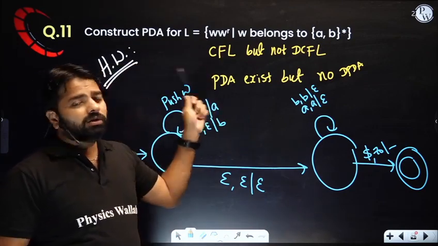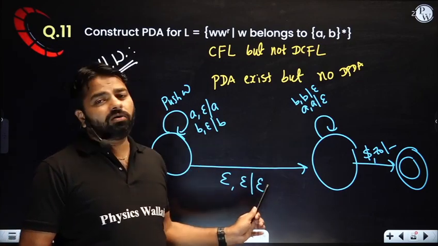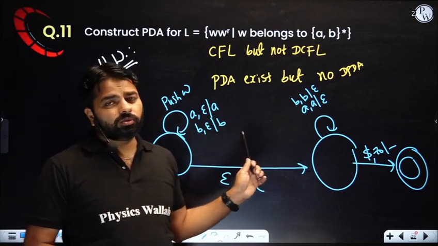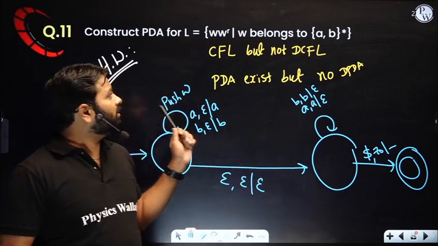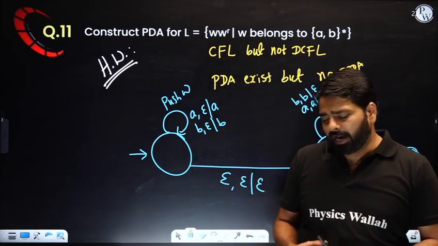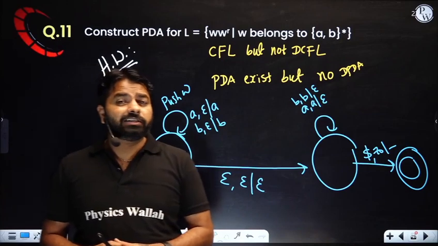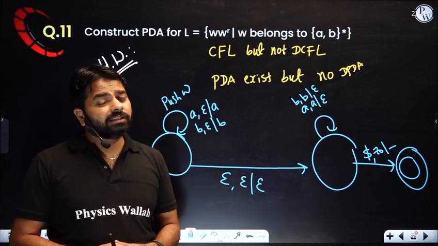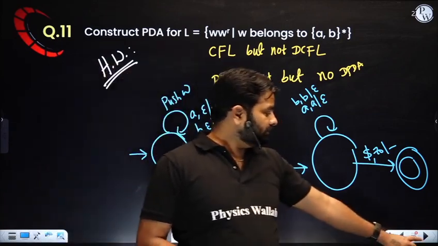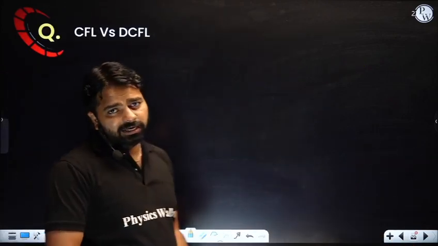So work out, you have a lot of other machines to design. If you have any doubts, you can approach me to clear your doubts. Let's take it as homework and work on it. With this, we have understood how to design the PDA, and there are DCFLs, there are not DCFLs within the CFLs, right? That is the reason you should know CFL and DCFL.